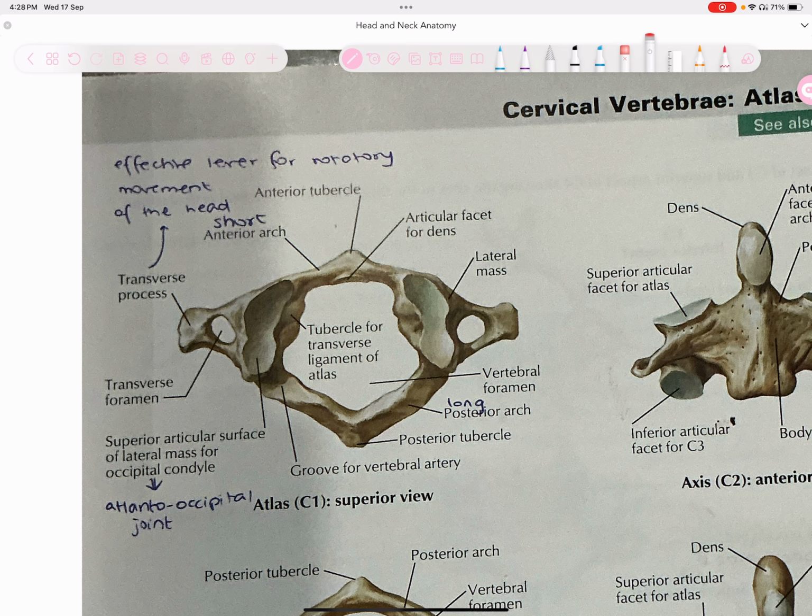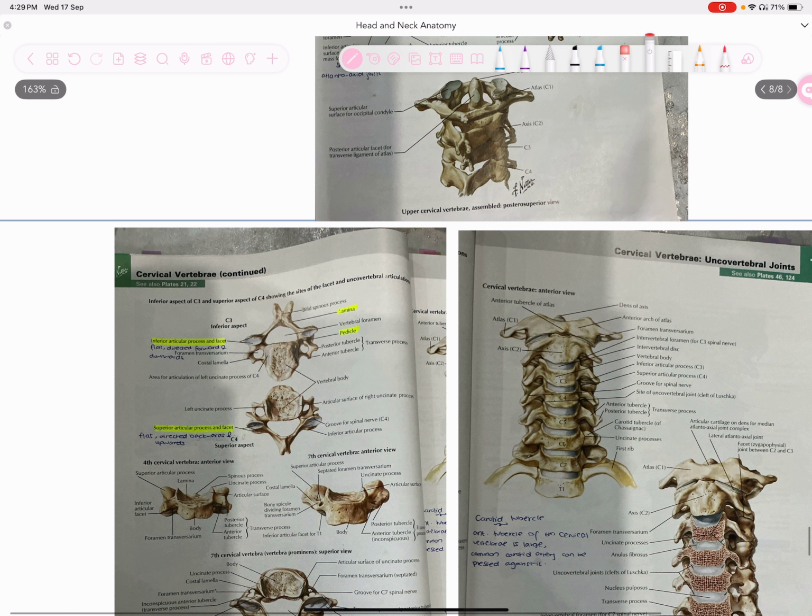Now the costotransverse bars are grooved by the anterior primary rami of the corresponding cervical nerves. Then the posterior tubercle also gives origin to a lot of muscles, which include scalenus medius, scalenus posterior, levator scapulae, splenius cervicis, longissimus cervicis, and iliocostalis cervicis. Then the spine gives origin to the deep muscles of the back. Here you cannot see it, but yeah, it's there.